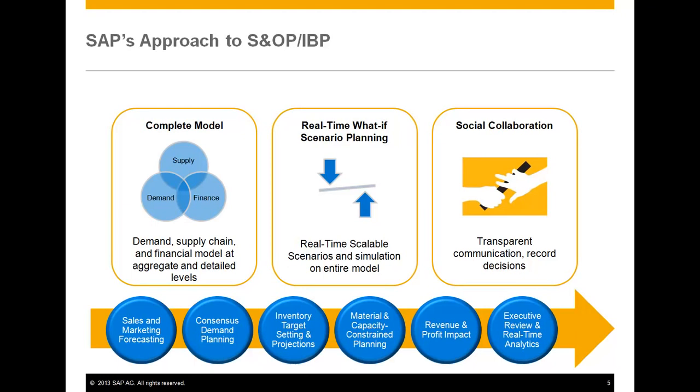In particular, you will see three unique capabilities. Number one, a complete planning model. Number two, real-time what-if scenario planning. And number three, social collaboration. These enable organizations to be more agile and to make better, faster decisions in response to change. S&OP on HANA comes with out-of-the-box integration and modeling, so you can get started quickly with part of your business or part of your process, allowing you to rapidly drive business execution.